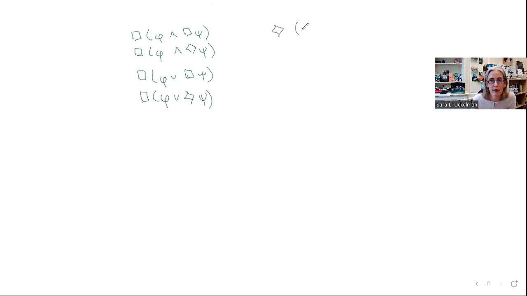We also have the same possibilities on the other side, that either it's a possibility of a conjunction where one of the conjuncts is modalized, or it's the possibility of a disjunction where one of the disjuncts is modalized. Those are the options that we have.